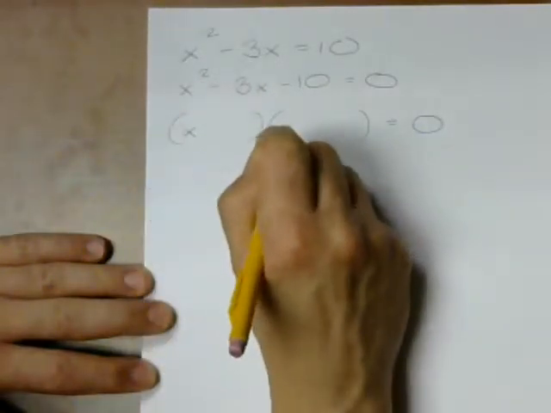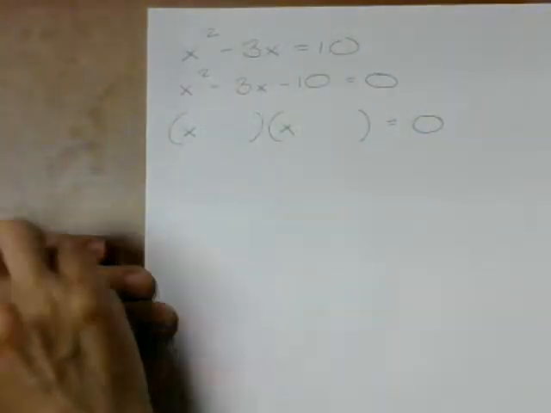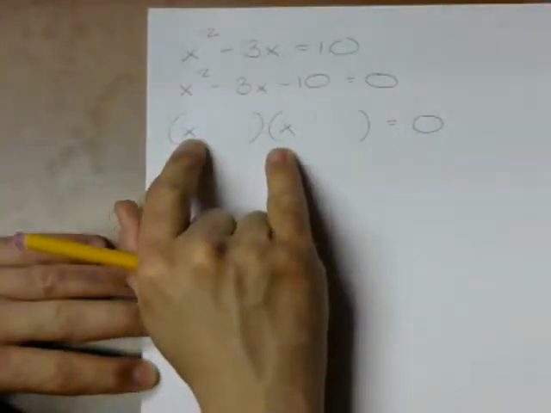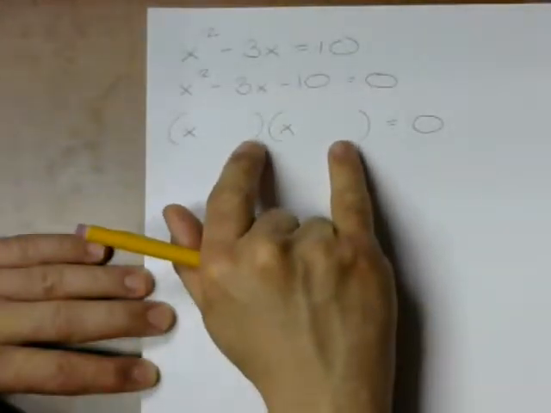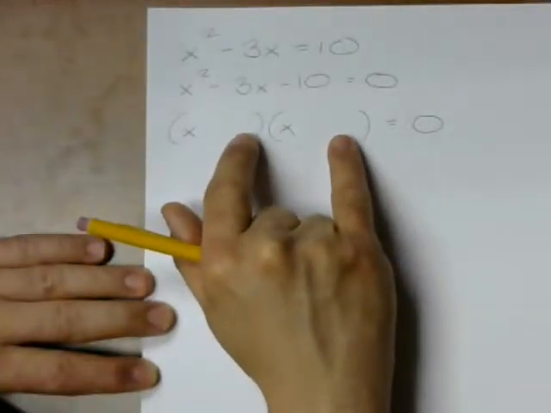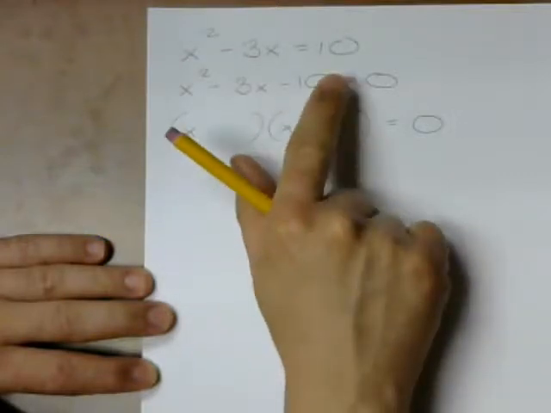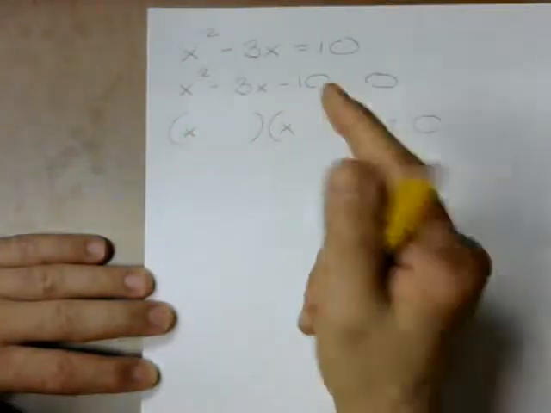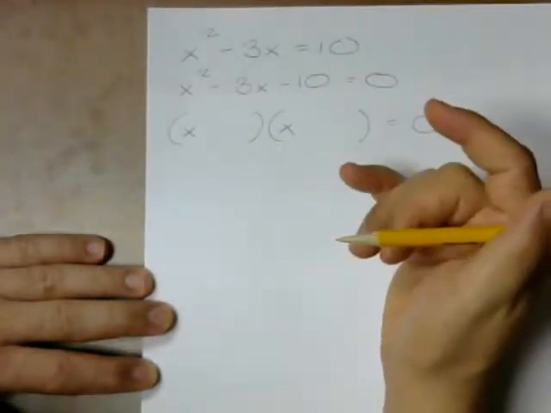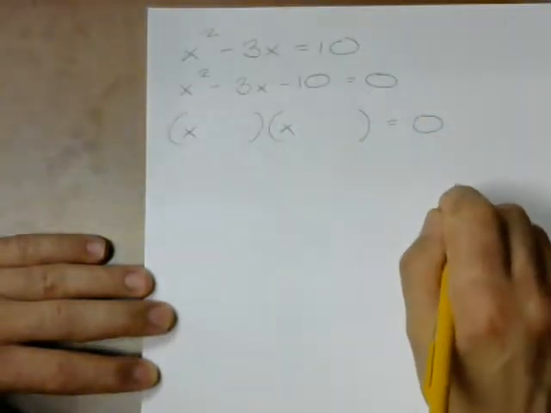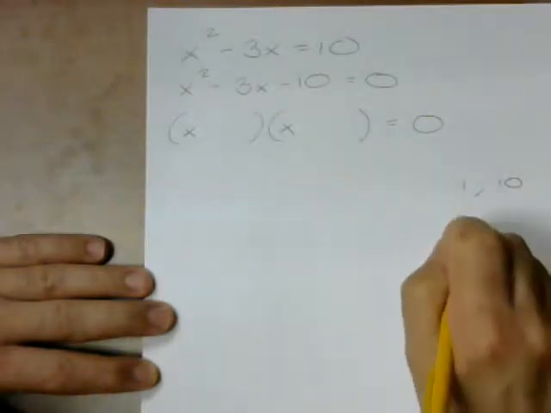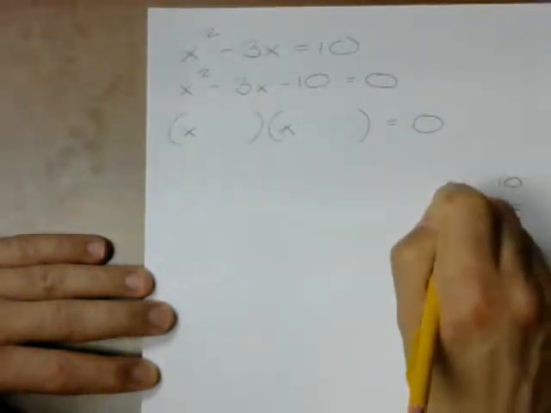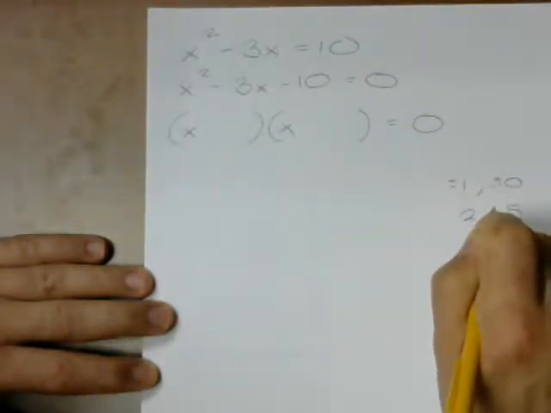So what I'm going to do is start off with an x there and an x there. And I know that when I multiply these two, it gives me the x squared. Now I need two constants here and here. When I multiply them together, I need to get minus 10. So what are my possibilities? Well, 1 and 10, or 2 and 5. And of course, each of these are plus or minus.